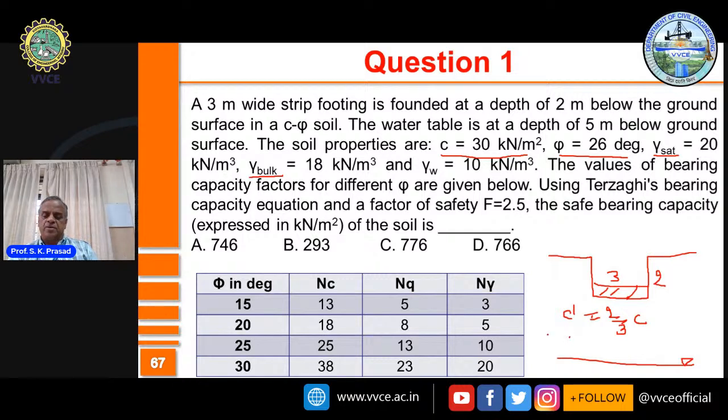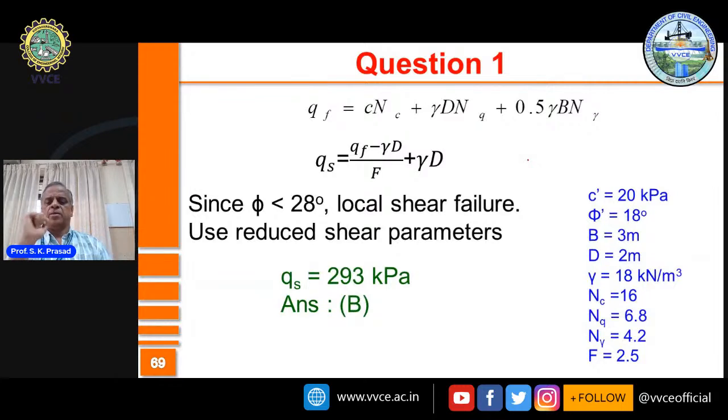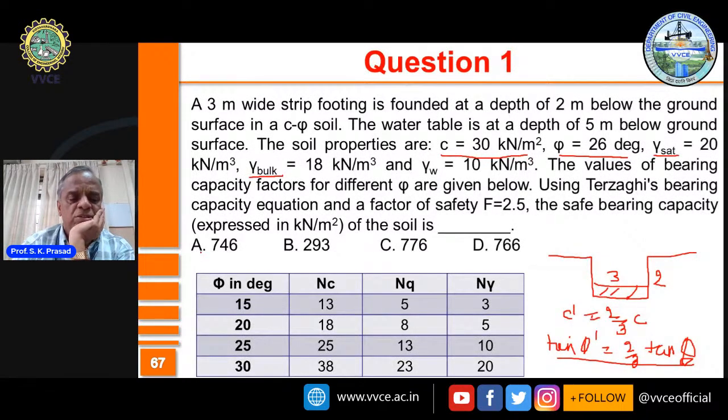Then phi dash. So tan phi dash is considered to be equal to 2/3 of tan phi. Please note, it is considered to be equal to 2/3 of tan phi. That means, you find out tan 26 degrees, find the 2/3 of that, and then find the tan inverse of that value. That gives you phi dash. You get phi dash as 18 degrees. And hence, for phi dash equal to 18 degrees, use this table.